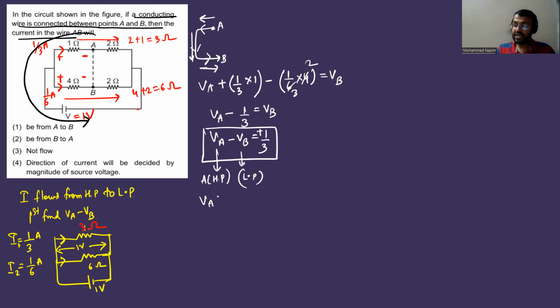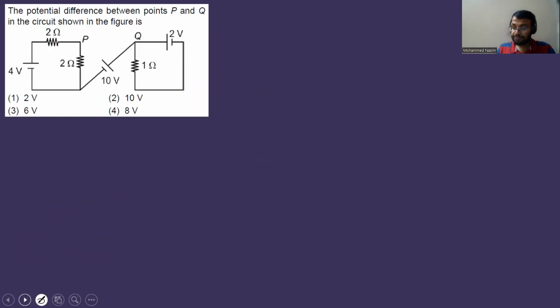So we see that VA is greater than VB, and the current flows from high potential to low potential. This implies I flows from A to B. So if you immediately connect a conducting wire between A and B, the current is going to flow from A to B, that is from high potential to low potential, till the potential becomes the same. So you can see the applications of KVL in different contexts. KVL is a very important tool to solve the numericals.